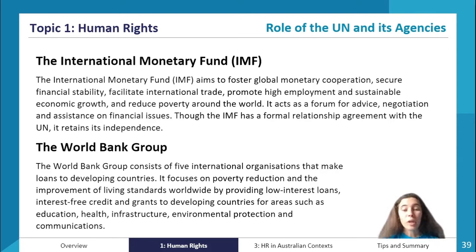The World Bank Group consists of 5 international organizations that make loans to developing countries. So it focuses on poverty reduction and improving living standards worldwide through low interest loans, interest free credit, and grants for all of those developing countries that need help in really important areas like education, health, infrastructure, environmental protection, and communications.